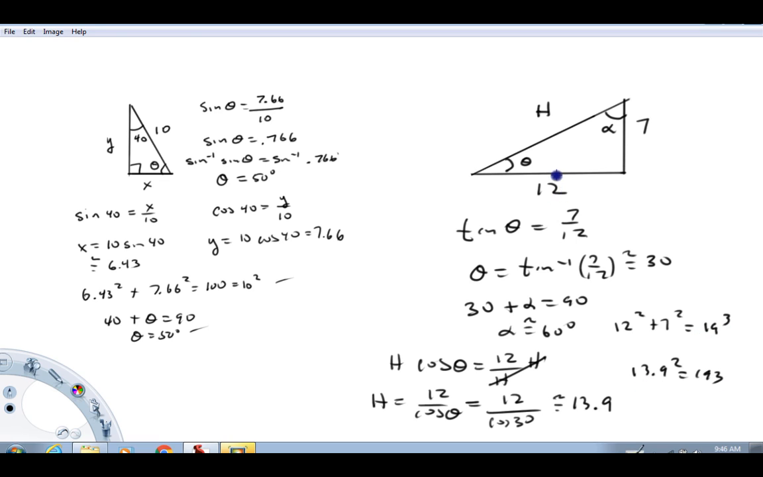Again, we also could have used Pythagorean theorem to find h. We could have written the following equation, h squared equals 12 squared plus 7 squared, and solved for h that way. So, again, the point of this video was how to find the missing sides and angles for a right triangle. I went through 2 examples here.